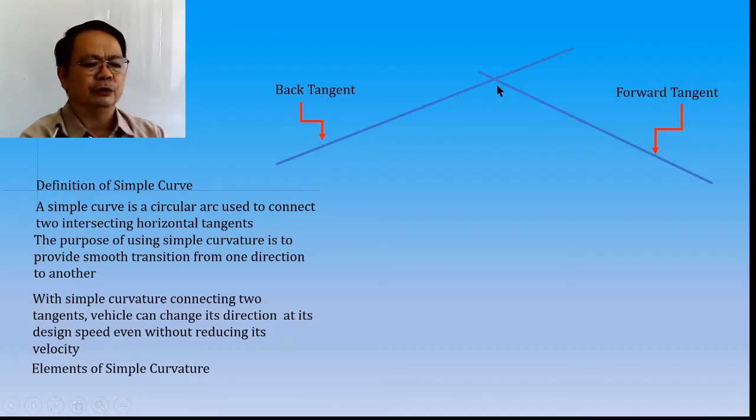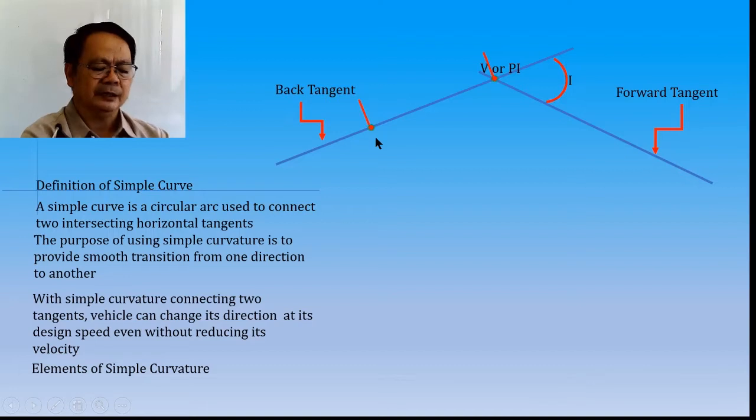Itong angle na ito is called the angle of intersection between the two tangents. And they intersect at this point, which is called the point of intersection or vertex of the simple curvature. Basically, curvatures are started at a certain point mula sa vertex at a distance from here called T, tatawagin natin siyang PC. Diba?